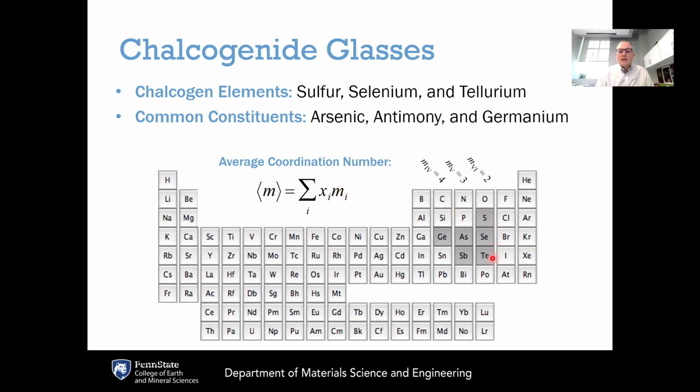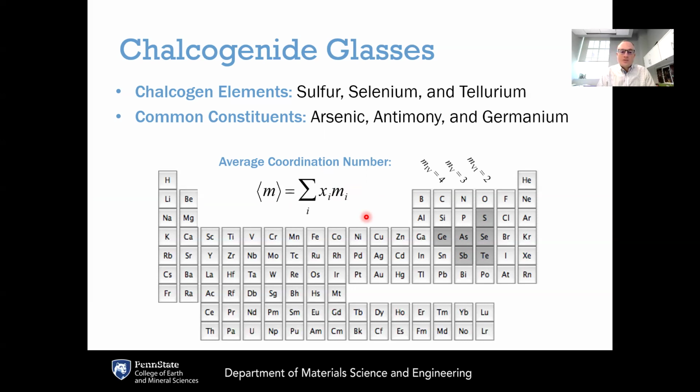And so if you've got glasses that have a greater concentration of chalcogen elements, sulfur, selenium, and tellurium, with a coordination number of 2, those glasses would have a lower overall average coordination number. Or if you start to incorporate more germanium, arsenic, or antimony, the average coordination number will go up. And if you will recall from that lecture, there is a certain critical value of the average coordination number known as the rigidity percolation threshold. That is an average coordination number of 2.4.